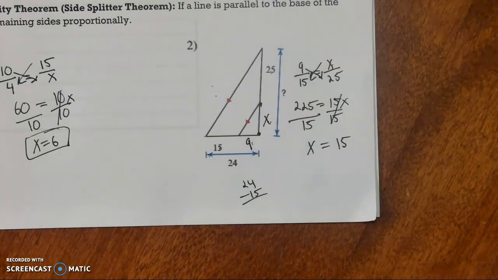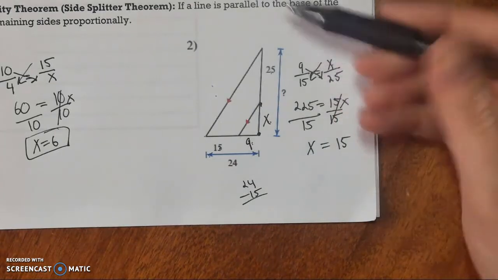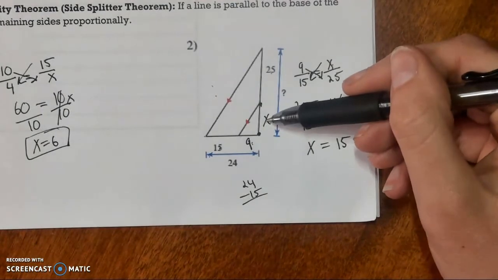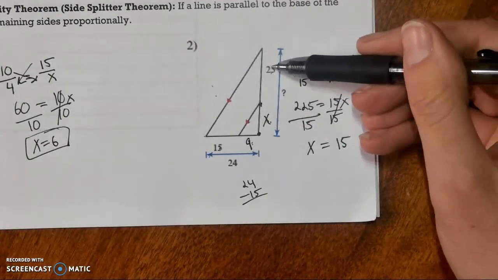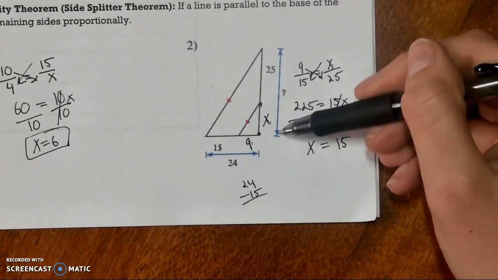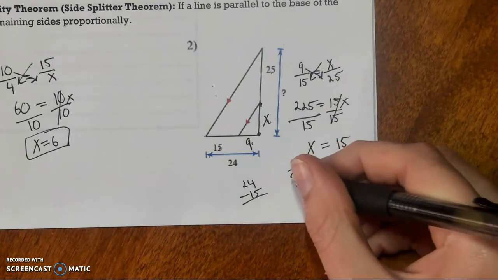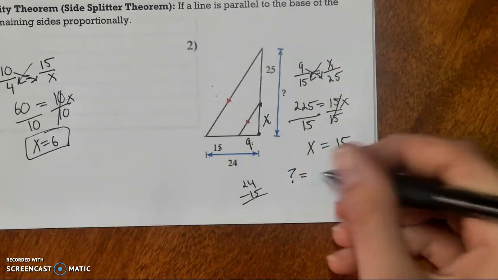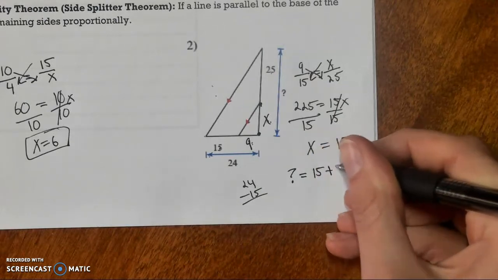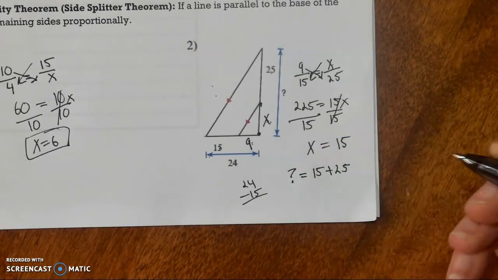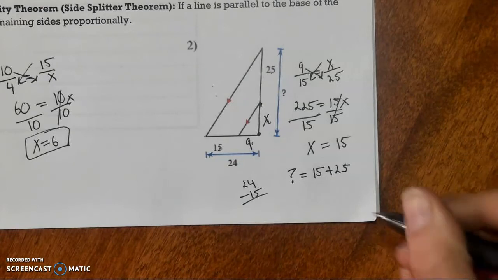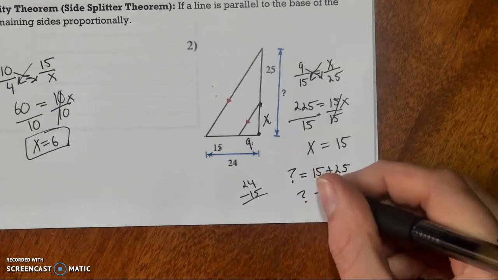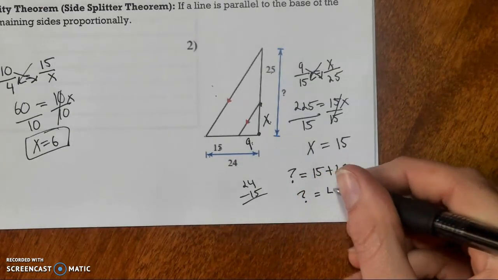Is that my final answer? No, it's not. So I just solved for that x, which is 15, and this is 25, but I'm looking for the entire length, this question mark. This question mark length would therefore be 15 plus 25, so that would be 40. The question mark length equals 40.